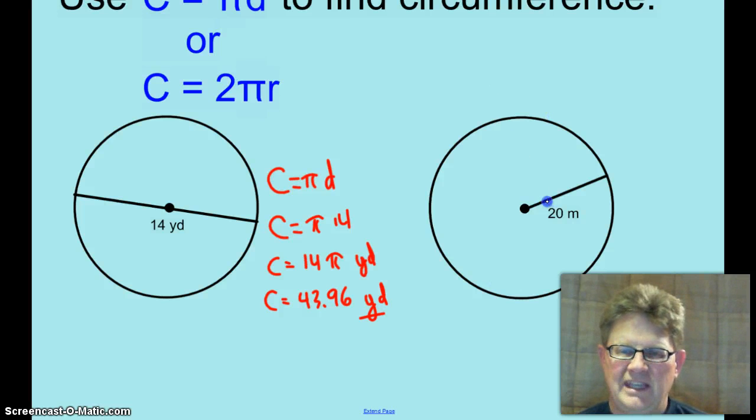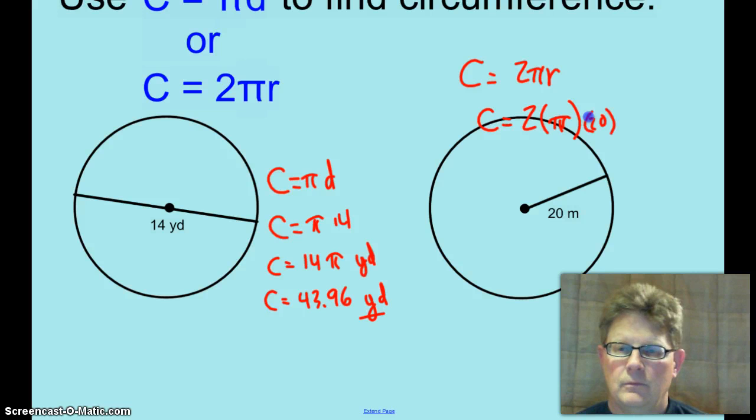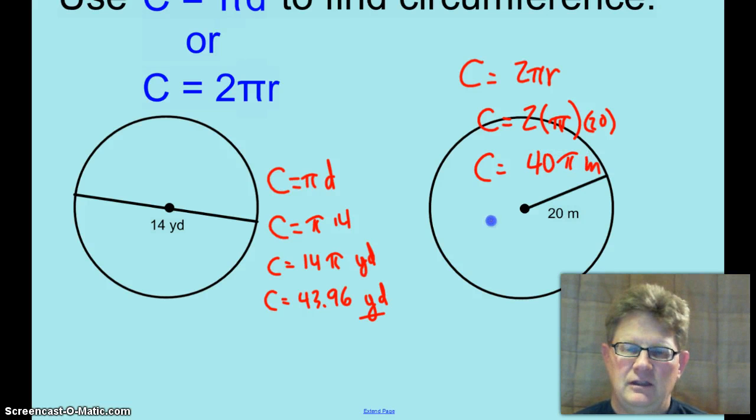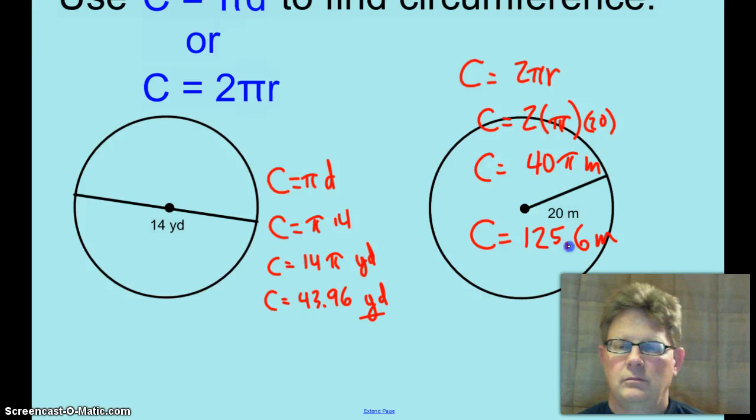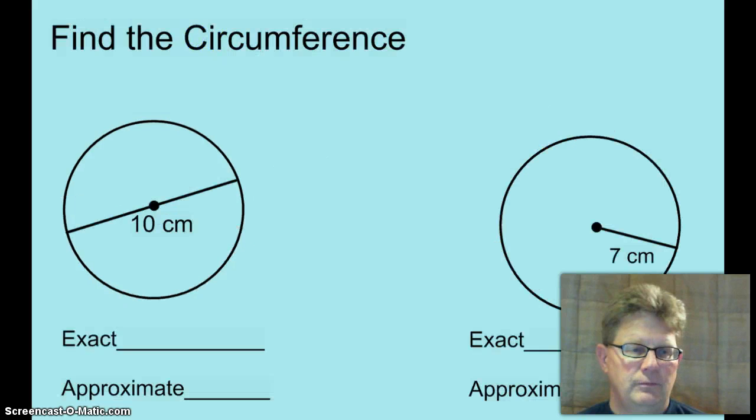Okay, on this one they give you the radius, so we're going to use the other formula, 2 pi r. C equals 2 times pi times 20. The exact answer is C equals 40 pi meters, and the approximate answer is 125.6 meters. And that's how you find the circumference of a circle.